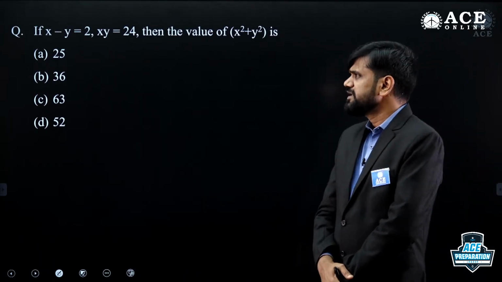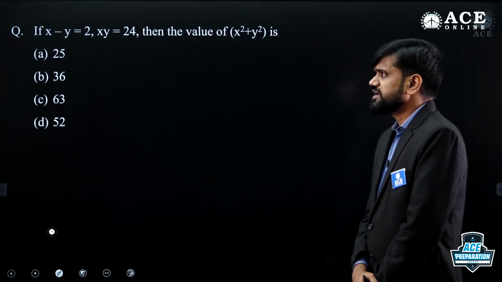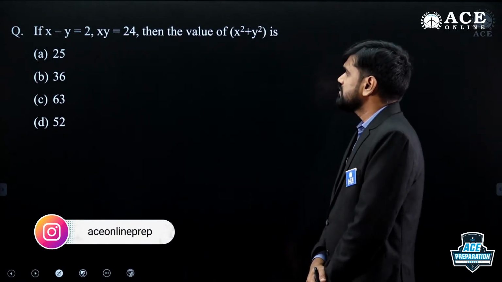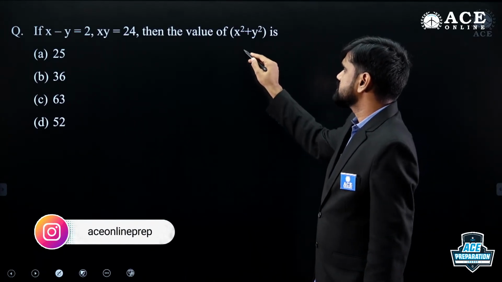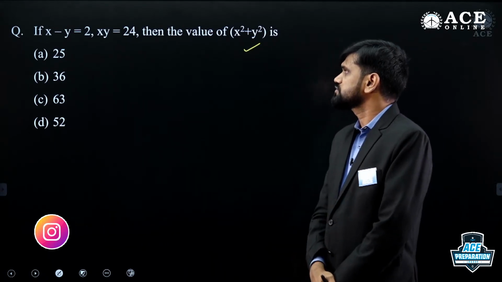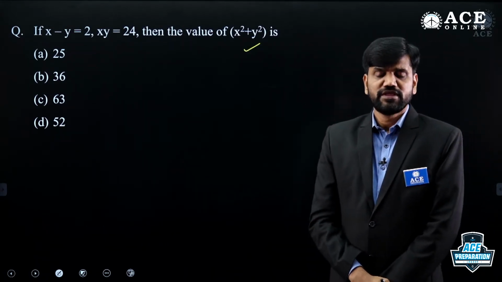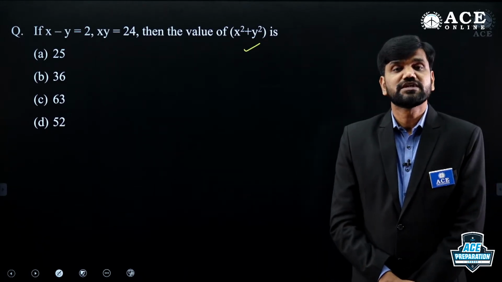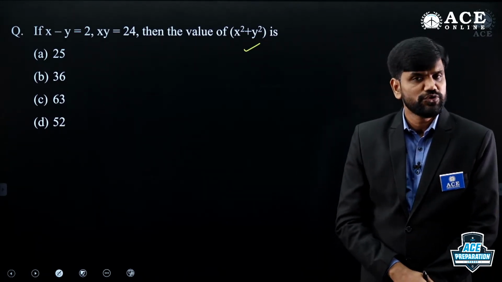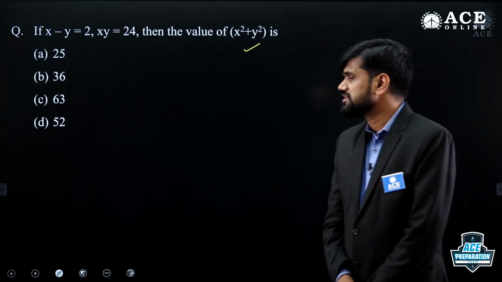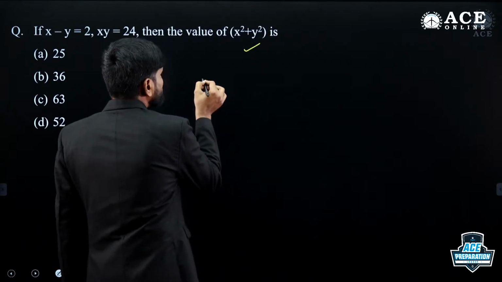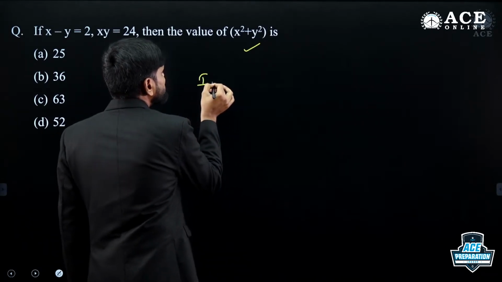Going ahead, it is given that if x minus y is equal to 2 and xy equal to 24, then the value of x square plus y square is. We want the value of x square plus y square. It can be done in two ways, by using identities or by using the trial and error method. I will show you both. Going ahead with the identities approach first.